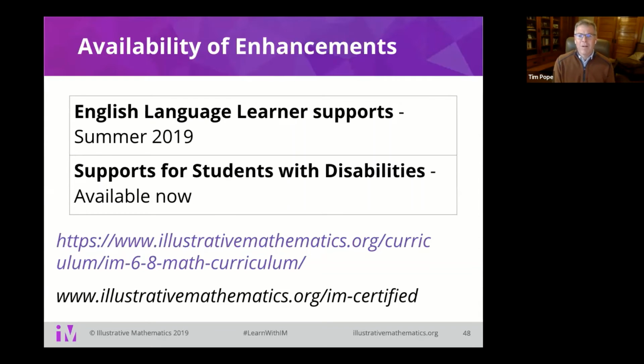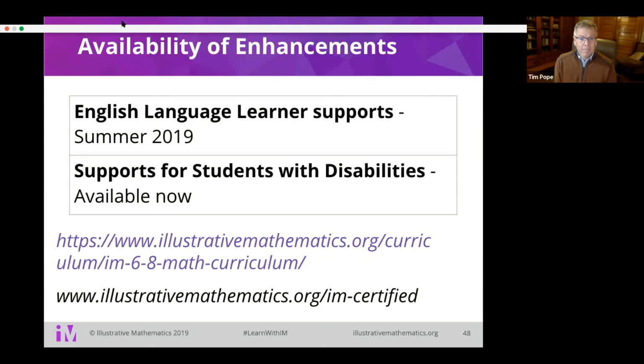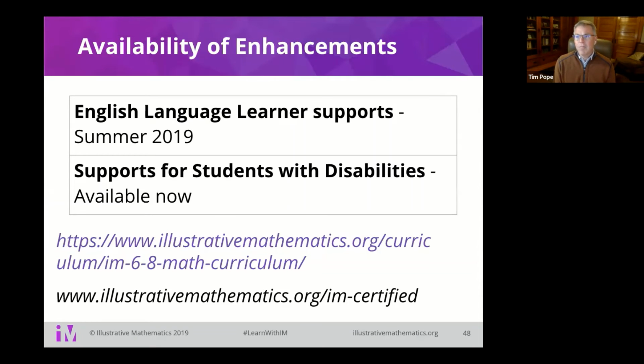They are available through our IM certified distributors. So that would be Kendall Hunt and Learn Zillion and McGraw-Hill. And if you want to reach them, that URL there at the bottom of the screen, illustrativemathematics.org/IMcertified, will get you contact information for all three of them, and you can access that now. The English language learner supports are going to be available this summer, and we will get a communication out to everybody to let everyone know as soon as those have been released to our partners to get to you.